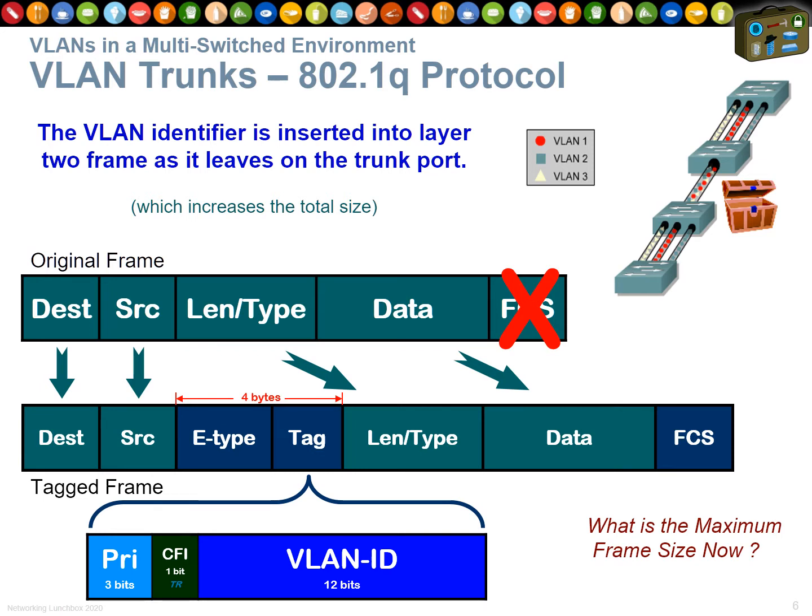So, got 2 questions for you. Now that we've added 4 bytes to a standard Ethernet frame, what is the maximum size of an 802.1q frame? And how many possible VLANs can we have?